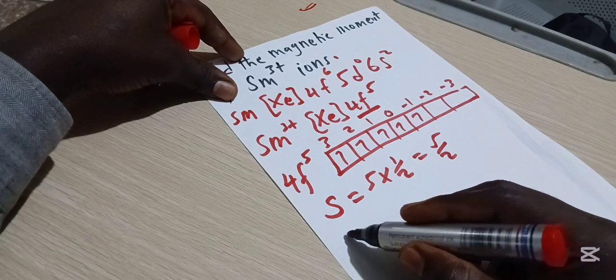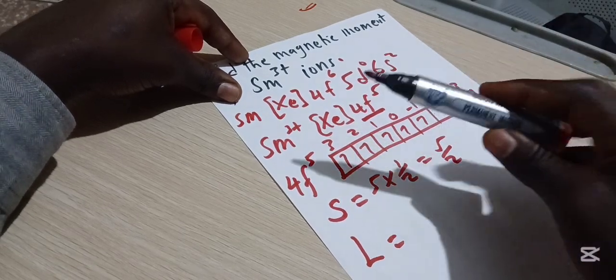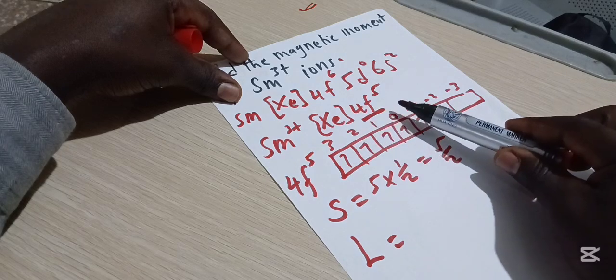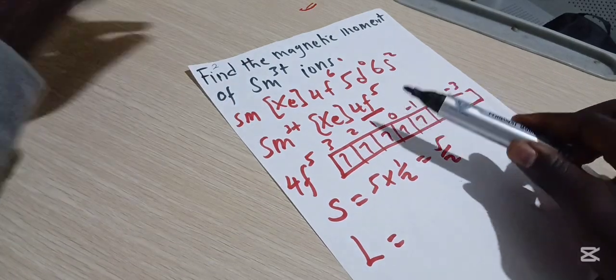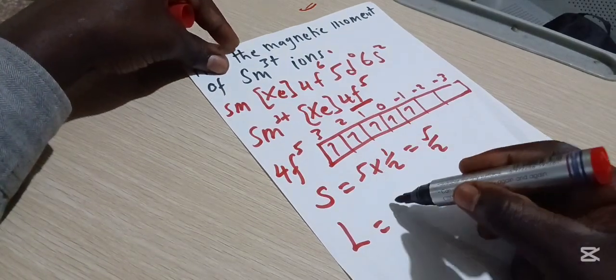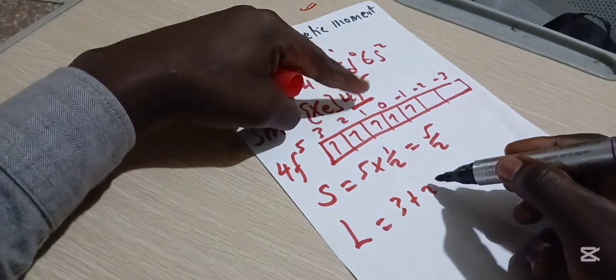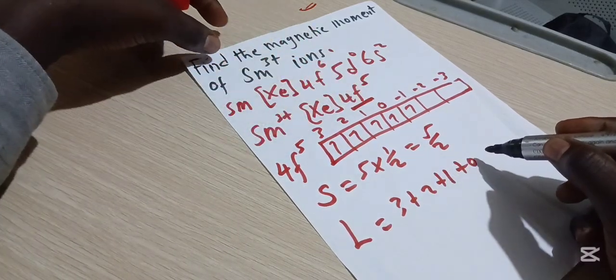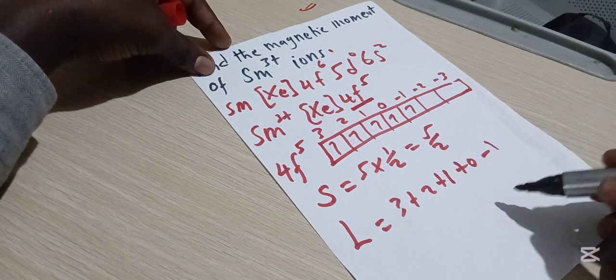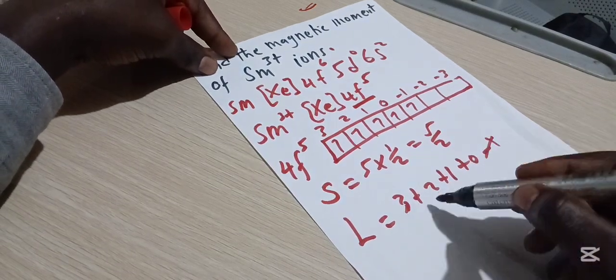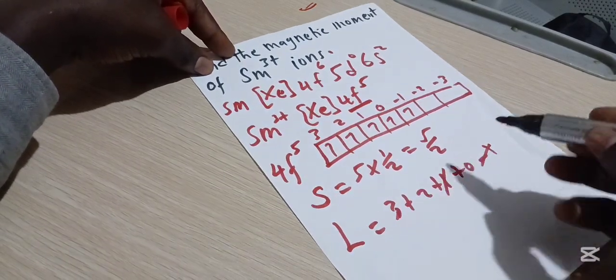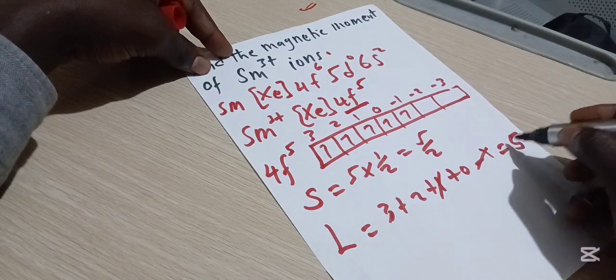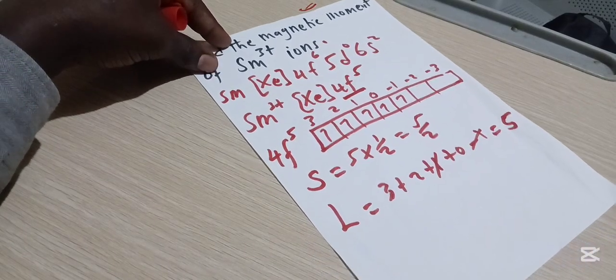We go ahead and calculate our L. We are going to sum these up to the last orbital that we have an electron in. So summing all these up equals 3 plus 2 plus 1 plus 0 minus 1. We know that the 1 is going to take care of the minus 1, and we have 3 plus 2 giving us 5. So our L value here is 5.